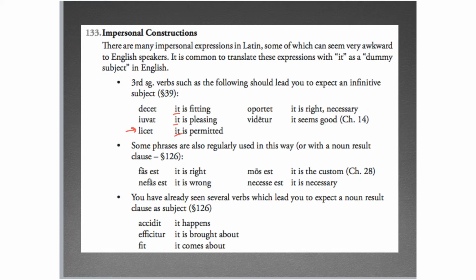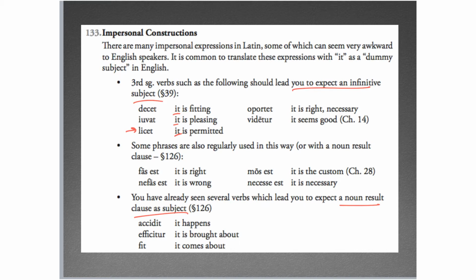You'll often, though not always, see an infinitive with some of these constructions. You can see that here, we have an expected infinitive. And then you've got some phrases that are sort of the same thing: it is right, it is wrong. Again, the "it" is replacing something. And then a noun result clause. This is just going to be a clause, but a subjunctive clause rather than an infinitive.